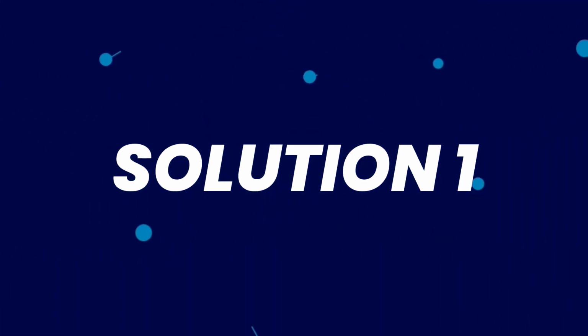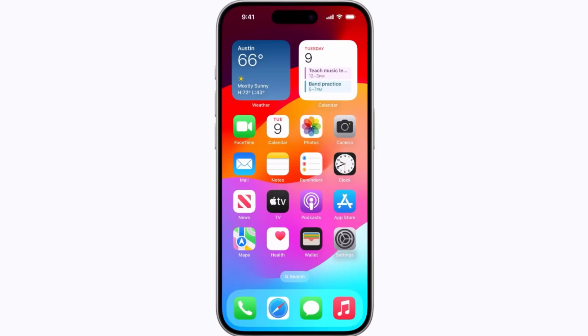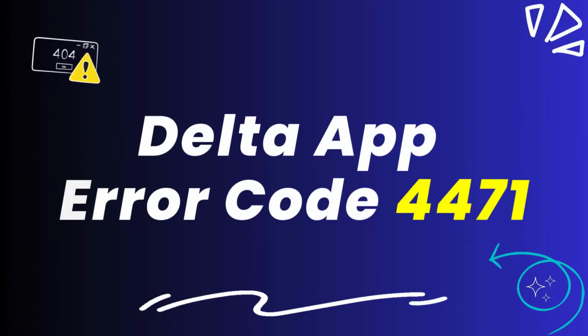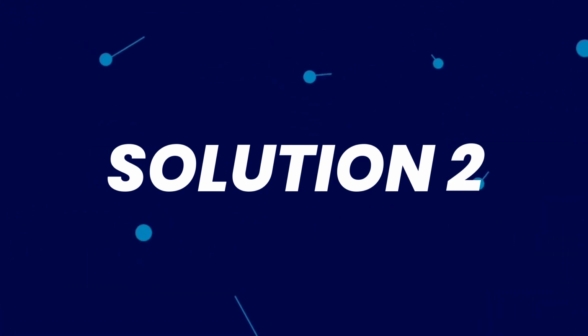So first of all, you need to completely restart your mobile device. Press and hold the side button and either volume button until the sliders appear. Then drag the power off slider to completely shut down your device. Wait for around 5 to 10 seconds, and then press and hold the side button until the Apple logo appears to turn your device back on.